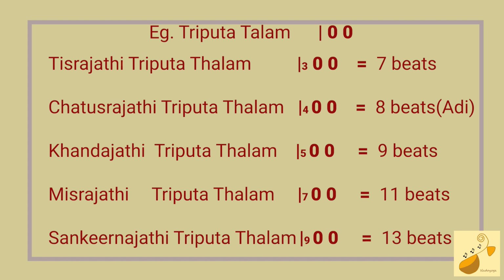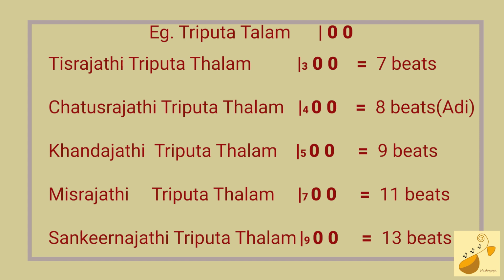Now whenever somebody says Triputa Talam, it is always Tisra Jati Triputa Talam. So the lagu will have 3 beats, the dhrutam will have 2, the second dhrutam will also have 2. So the total number of beats will be 3 plus 2 plus 2, 7. A Tisra Jati Triputa Talam will have 7 beats to it. Now the second jati is Chatushra Jati. How do you denote the Chatushra Jati Triputa Talam? 1, 2, 3, 4. 4 beats of the lagu, which is Chatushra Jati, followed by a dhrutam, 2 beats, and another dhrutam, another 2 beats. So a total of 8 beats.